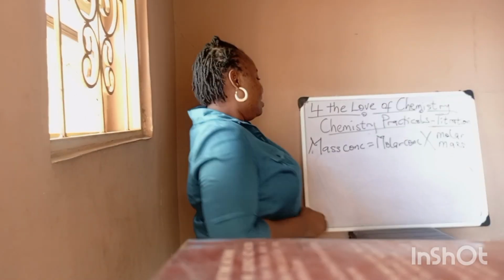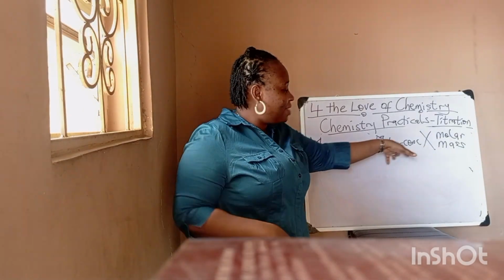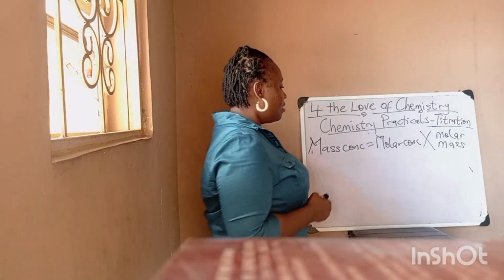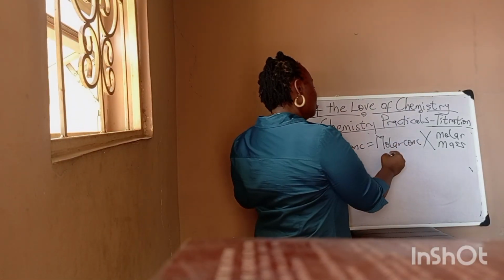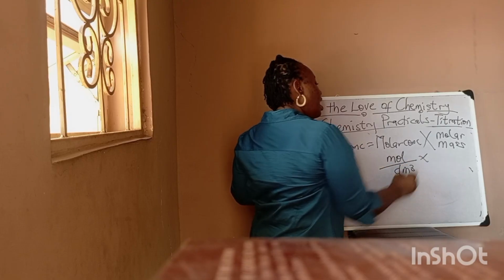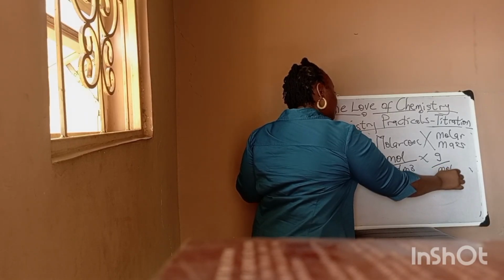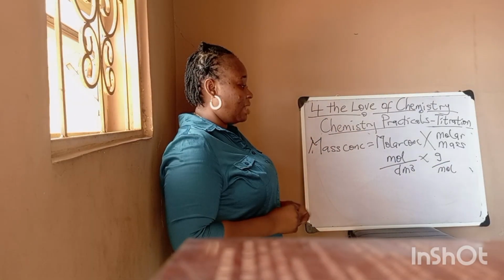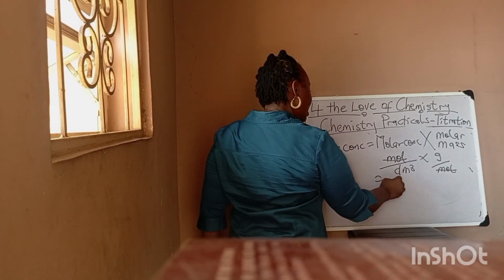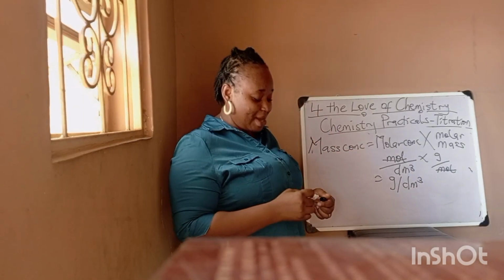Now, in case you forgot the unit of mass conc, but you remember the unit of molar conc and the unit of molar mass, the unit of molar conc is mole per dm cubed, and the unit of molar mass is gram per mole. Are you seeing that now? So if mole cancels mole, what do we have? We have gram per dm cubed, and that is the unit of mass conc.